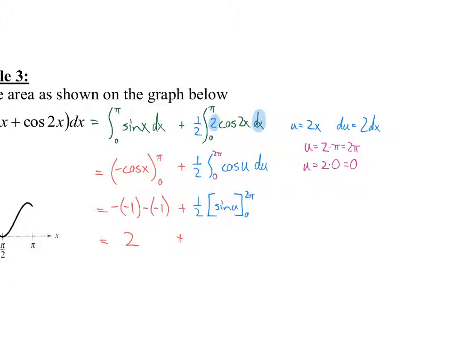Now question here, what's sine of 2 pi? 0. What's sine of 0? 0. So this whole thing is 0, and then the whole thing is equal to 2, so my whole answer just equals 2. That's cool.